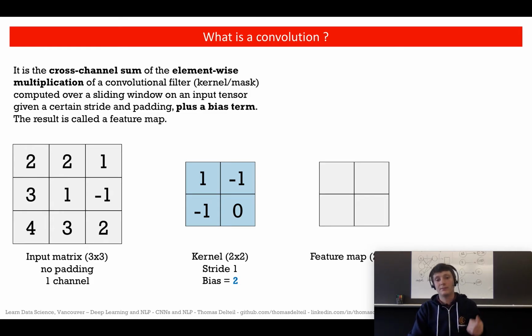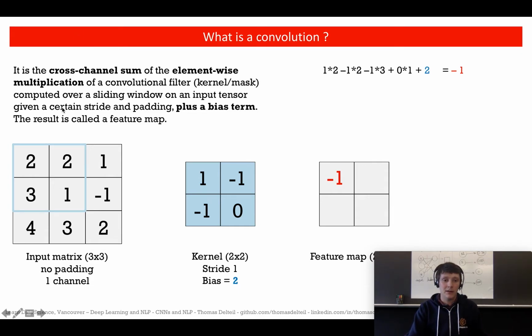So the result of such a convolution, we usually call a feature map. And we're going to apply our convolution here. So we do the element-wise multiplication. So here that's 1 times 2, minus 1 times 2, plus minus 1 times 3, plus 0 times 1, like you see here, plus the bias we've defined here as 2, and then you get a number. So the convolution on this window with this kernel gives you this number.